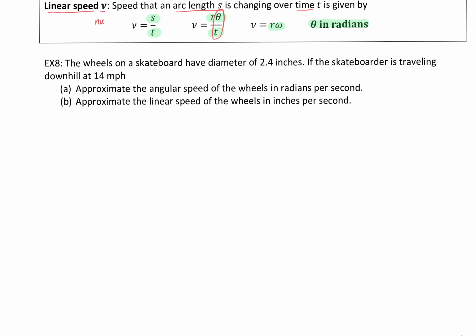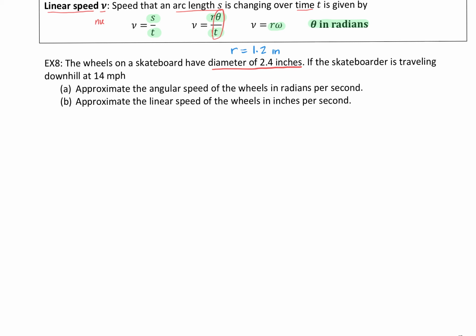In example 8, we have the wheels of a skateboard have a diameter of 2.4 inches. So first thing I see is that they're talking about diameter. And in all of our formulas, we need a radius. So right away I can see that I need to compute the radius, which is half the diameter. So it's going to be 1.2 inches. So the wheels on a skateboard have a radius of 1.2 inches. Let's say the skateboarder is traveling downhill at 14 miles per hour.